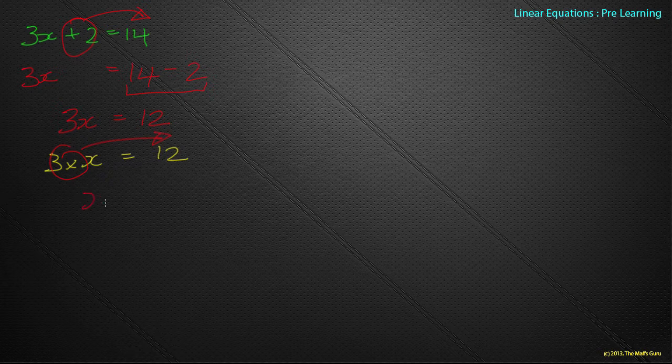Now obviously things get a little bit interesting because the times can go before, but we'll stick to the idea of we don't like queue jumping. So the 12 stays there and the times by 3 becomes a divide by 3 on the other side, and so x is equal to 4. Well, at least I hope it's equal to 4, and a nice little double underline. So we have a general idea of where my answer is.